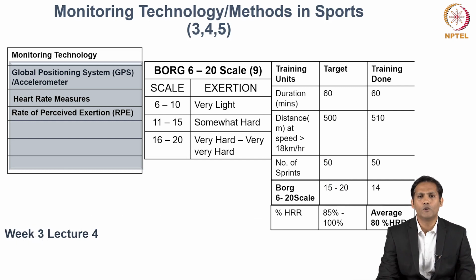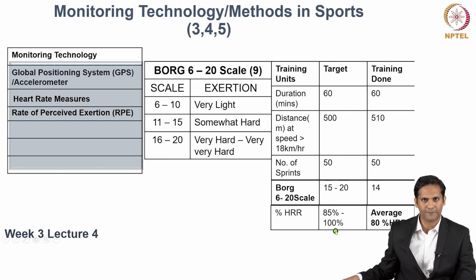Now let's combine Borg scale with heart rate monitor technology. You prescribed a target cardio intensity of 85% to 100% of HRR, and the athlete performs it with an average of 80% of HRR, which is much less than the prescribed intensity. And when you combine that with the Borg scale, you can confirm the athlete's exertion, because the internal load verifies that the athlete has exercised at much lower heartbeat compared to what has been prescribed.